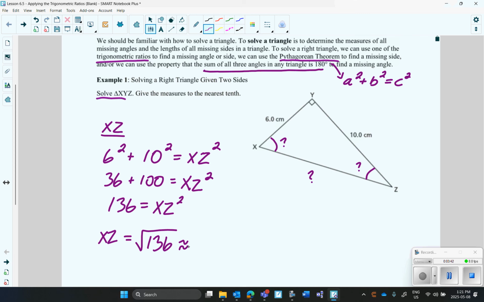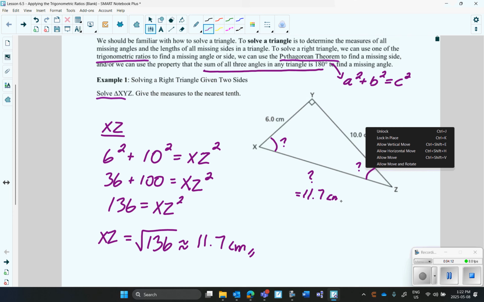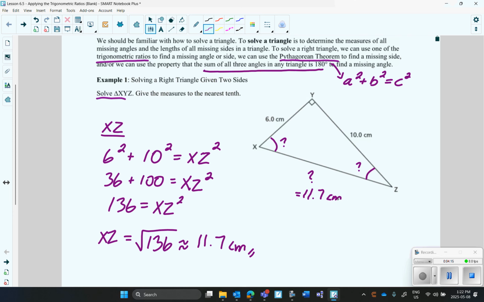And it says to round it to the nearest tenth. So, let's see. 11.6. No, 11.7. And we do have units of centimeters. Okay, so we got that. Still got 2 angles to find.